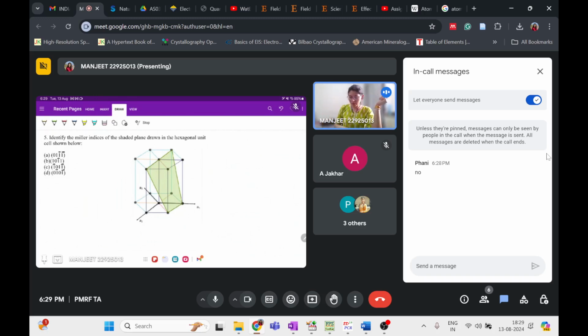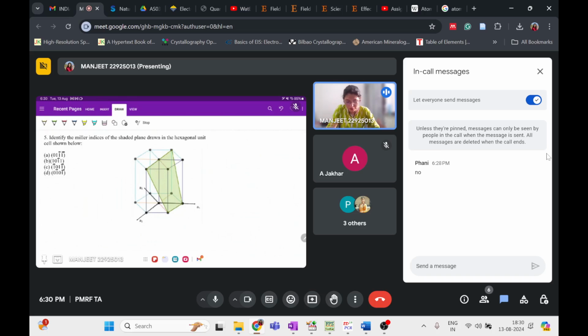In the next question, we also have to find out the Miller indices of the shaded plane drawn in the hexagonal unit cell shown in the figure. This is the figure they have given, and we have to find the Miller indices of the shaded plane. In questions 1 and 2 we also found Miller indices, but there we considered the simple cubic one, or the other. We haven't considered the hexagonal one.